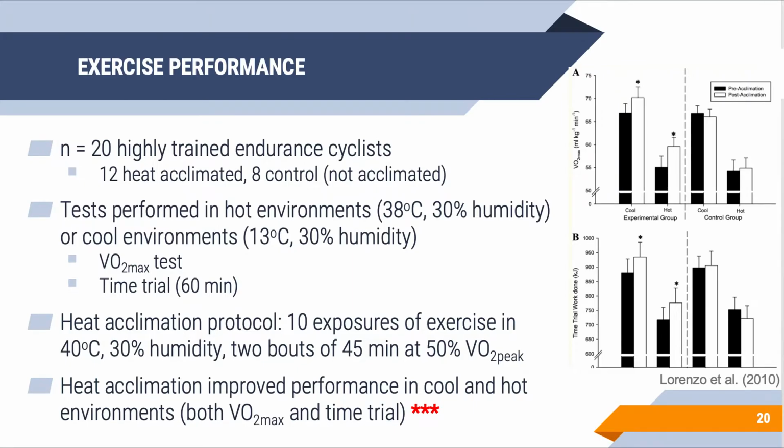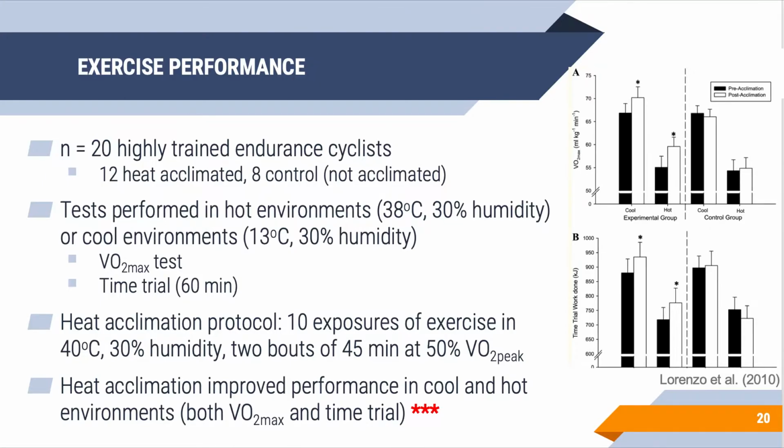So that's great that we see changes in substrate utilization, but what about actual exercise performance, the thing that matters for athletes? So this study looked at 20 highly trained endurance cyclists. 12 were heat acclimated and 8 were a control group that were not acclimated. Their tests were performed in a hot environment, so 38 degrees, 30% humidity, or they were performed in a cool environment, 13 degrees C with 30% humidity. They did 2 tests. One was a VO2 max test, and one was a 60-minute time trial to see how much work they could complete.